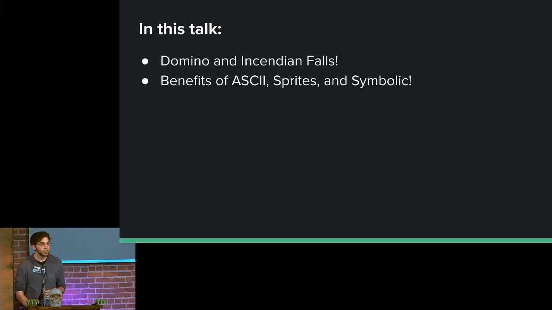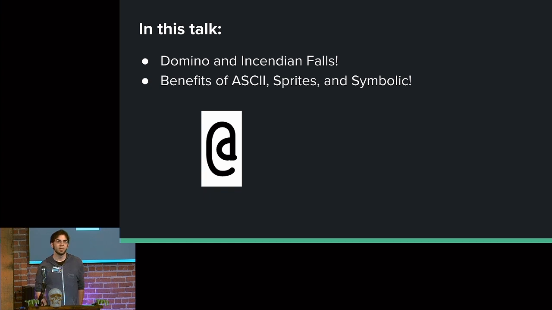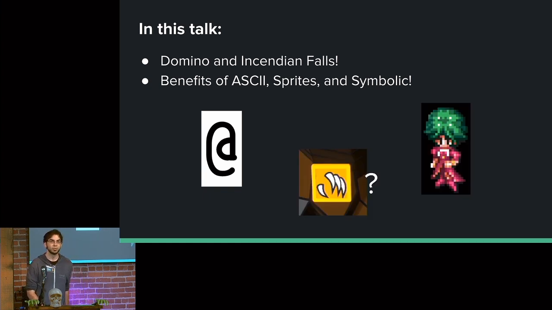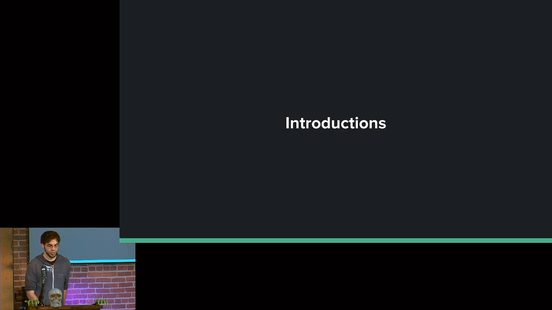There we go. So this talk is going to come in two parts. I'm going to tell you about the journey in making Incendian Falls and its graphics layer Domino. And then I'm going to tell you about the benefits of ASCII, Sprites, and the Symbolic approach. So I hope you come away with a new appreciation of ASCII, Sprites, and how much more there is to explore.